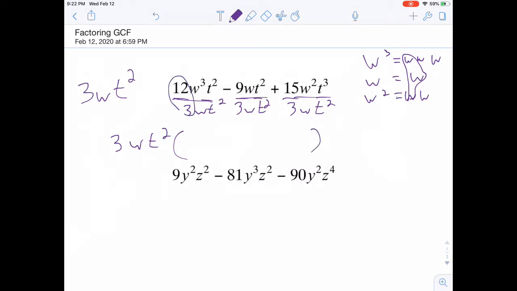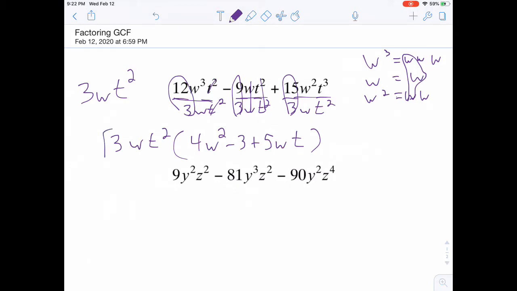12 divided by 3 is 4. W to the third divided by w, we subtract our exponents here, so it should give me w squared, and the t's will divide out. 9 divided by 3 is 3. W divided by w divides out, and t squared over t squared divides out. And 15 divided by 3 is 5. W squared divided by w is w, and t to the third divided by t squared is t.